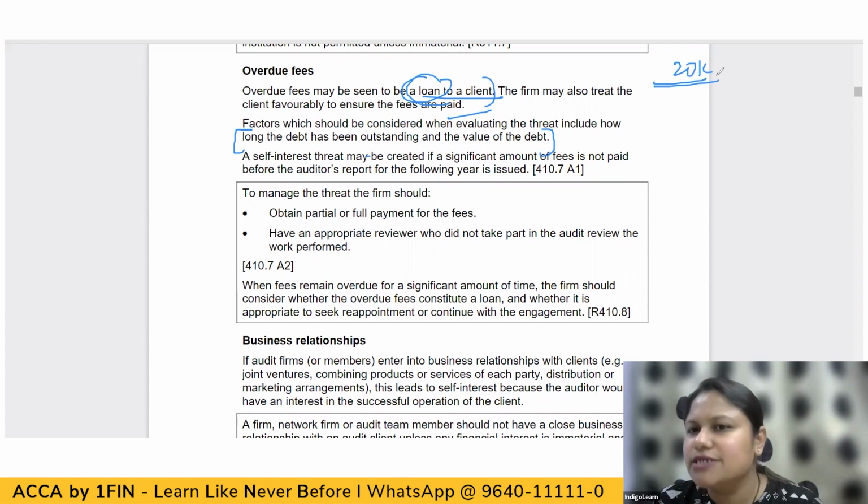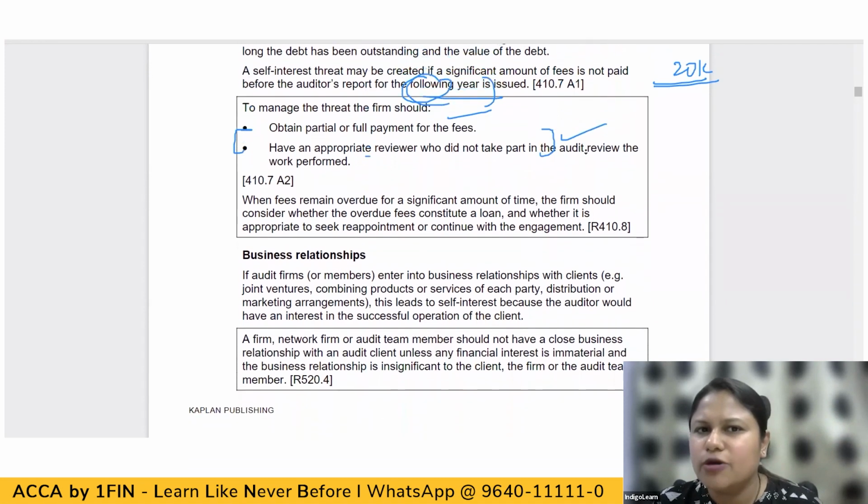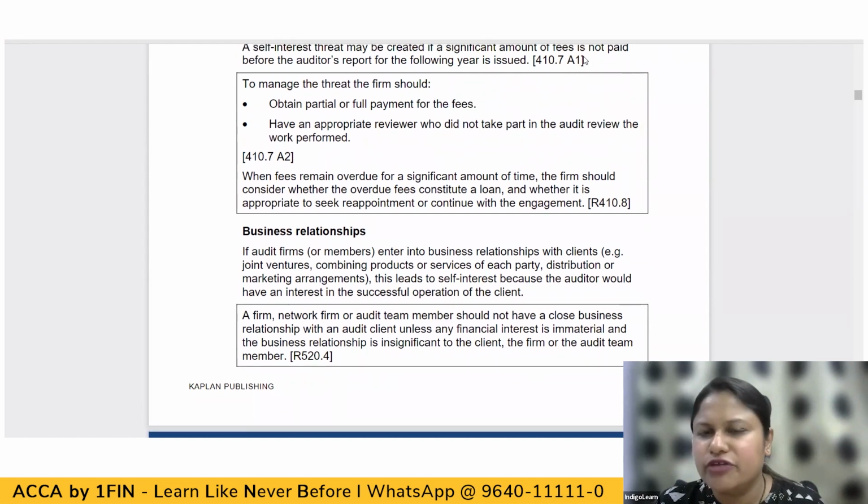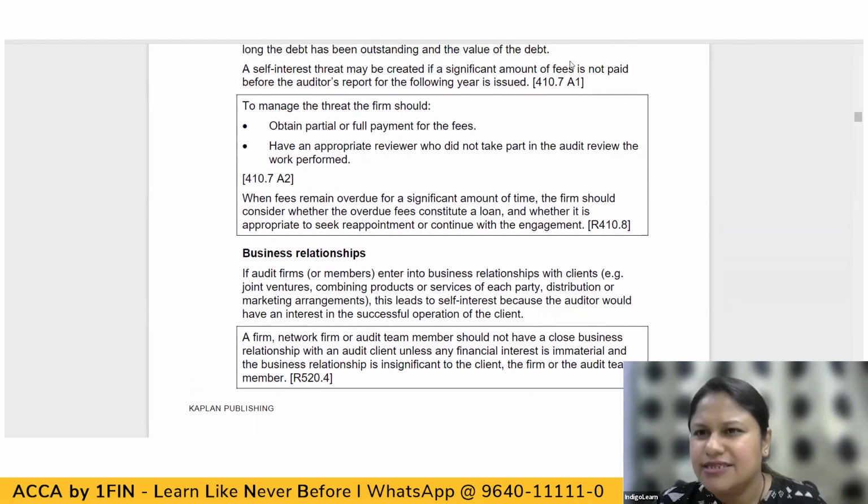But if the amount is really big, then it is definitely going to act as a threat. A small amount like 2,000 or 5,000 cannot be considered a threat. So you will look at the materiality also and how long they have been due. If they're due for only 3-4 months, or 1 year, then that's not considered very serious because it is normal.